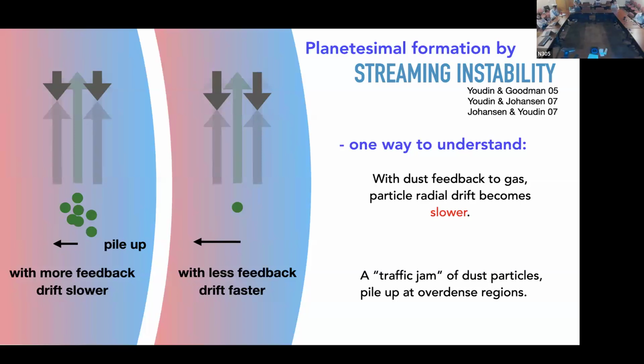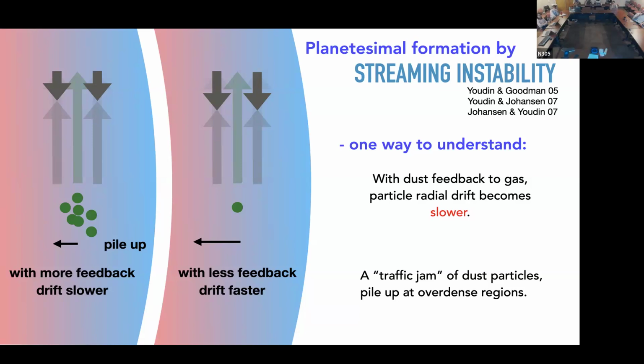One of the most widely believed and most successful ways to form planetesimals is by streaming instability. Here is one way to understand how it works. You have a disk consisting of dust and gas. The gas in the disk is rotating at sub-Keplerian velocity, but the dust is rotating at Keplerian velocity. So the dust will feel a headwind of the gas. Because of the headwind, they will lose angular momentum and drift inwards radially in the disk. This is because we consider the aerodynamic drag from the gas to the dust. But if you also consider dust feedback, which is the back reaction from the dust to the gas, then this whole effect will be weakened.